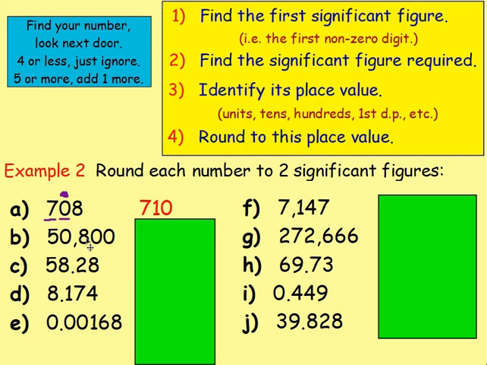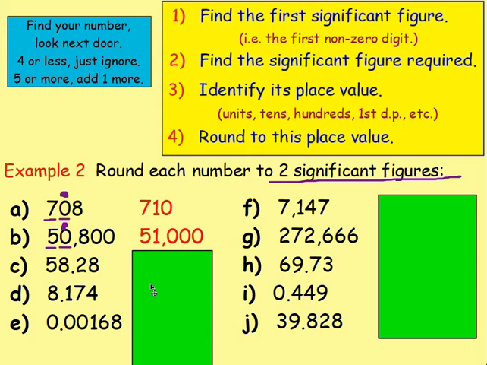With B, 50,800. Again, we want to find the first significant figure. Because we're rounding to two significant figures, we want to find that second significant figure. Think about the column that is in. So this column here is the thousands, so we want to round this number to the nearest 1,000. So, find your number, look next door, it's 5 or more, so you add one more. So the 0 will go up to a 1, so you'd have 51,000.